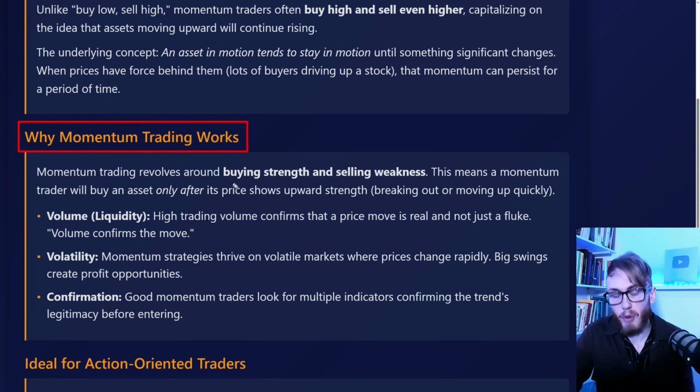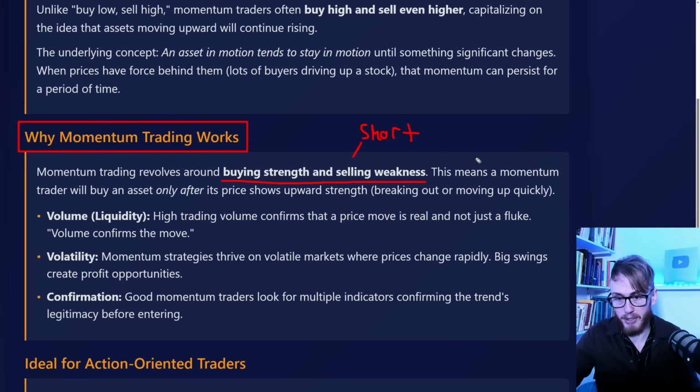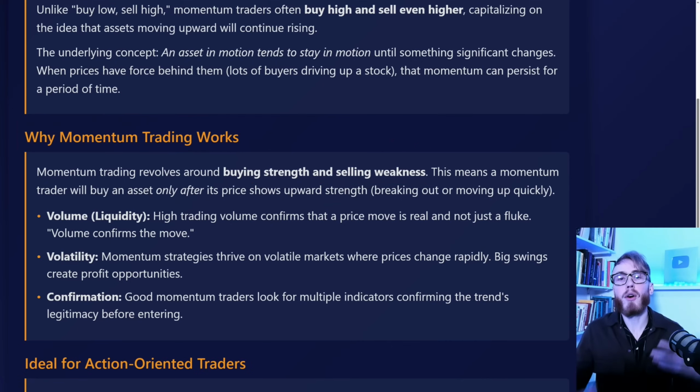Well, momentum trading revolves around buying strength and selling weakness. You can of course also bet against the direction of the market, or in other words, go short. And then it's all about shorting weakness. So it's the opposite, but you get the point. This basically means a momentum trader will buy an asset only after its price shows upward strength, or when it comes to shorting, shows downward strength. And there are a few important tools and concepts we need to know about as momentum traders.